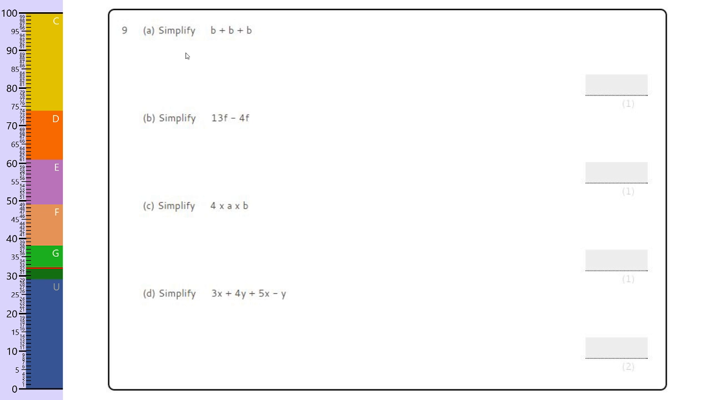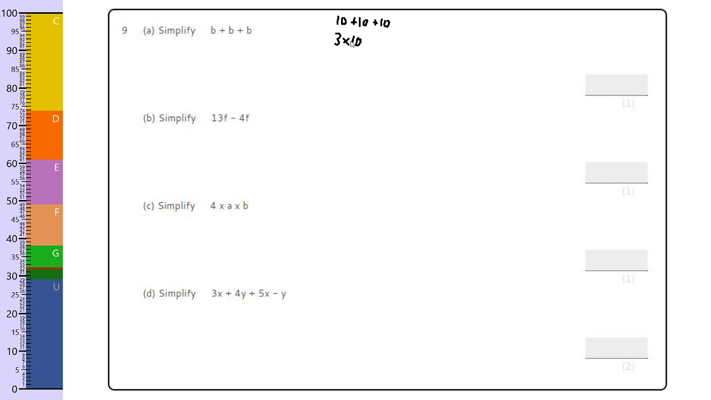So let's do that. This first one says b plus b plus b, simplify. Now, if that was, say, 10, 10 plus 10 plus 10 is 30, okay? You could actually work out what it is. So let's just write that down. So 10 plus 10 plus 10, okay? Well, we know it's 30, but is there a different way of writing this? Well, there is. Okay, you wouldn't do this on a calculator, especially if there were 100 of them. Okay, you wouldn't write plus 10, plus 10, plus 10. For this, you would just do 3 times 10.